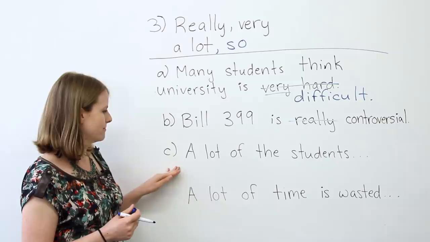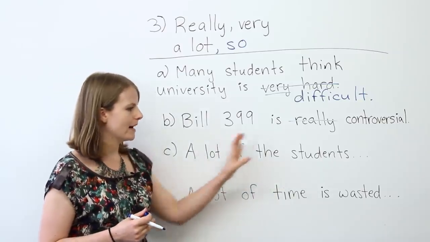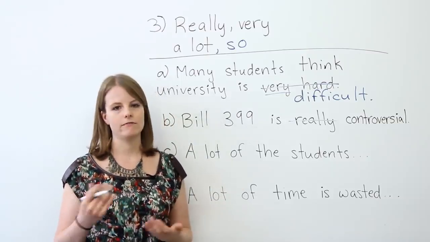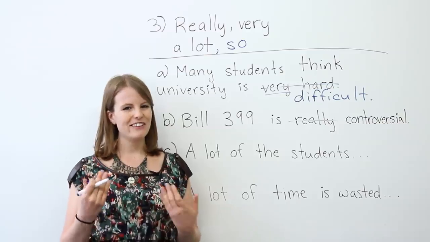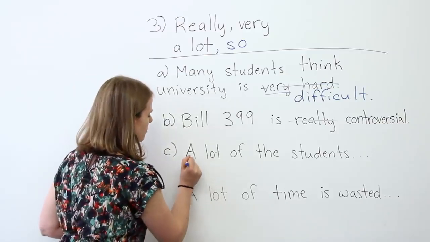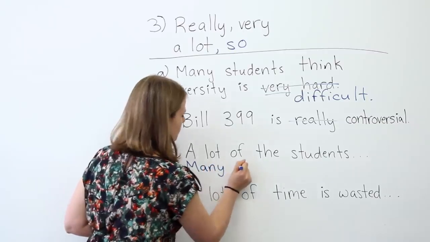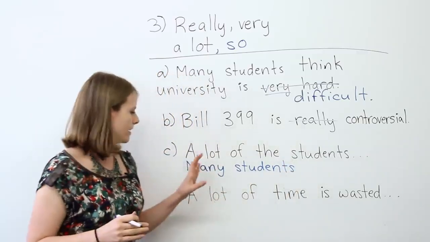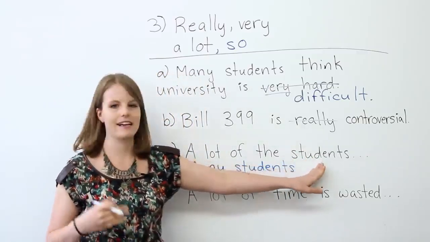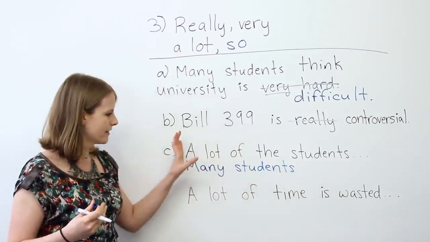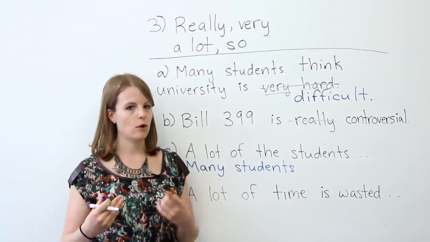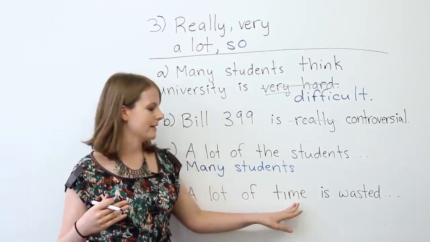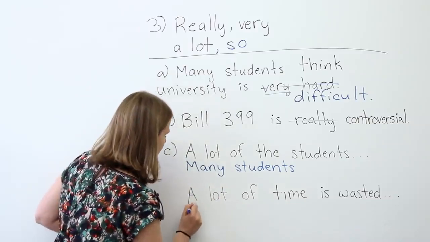Okay. C. A lot of the students, I didn't finish this sentence. I could say a lot of the students live on campus. Now, instead of using a lot, we could use the word many students. So we use many if we can count the noun, if it's countable. So instead of using a lot, use many. Or if our noun is not countable, if it's a non-count noun, we can use much.